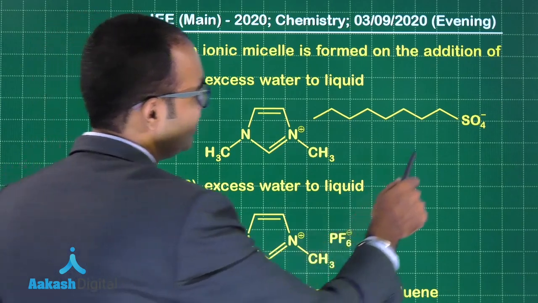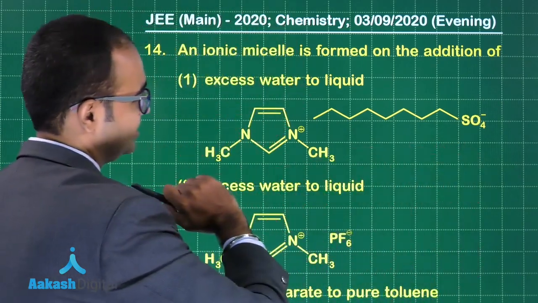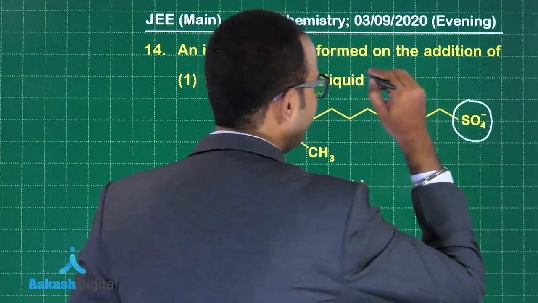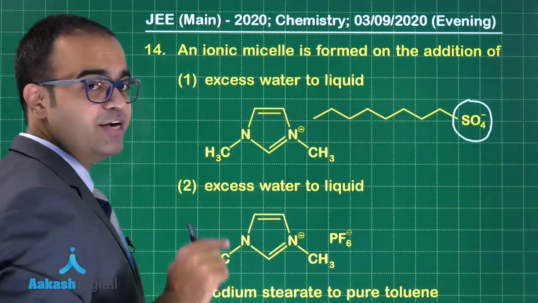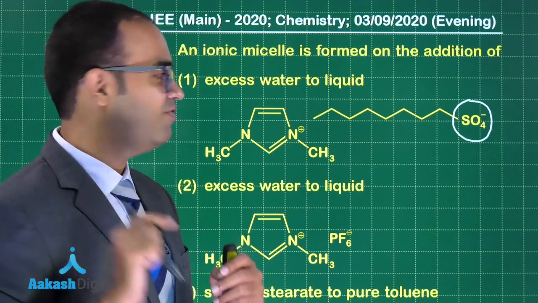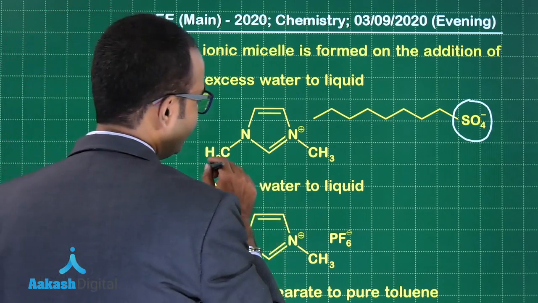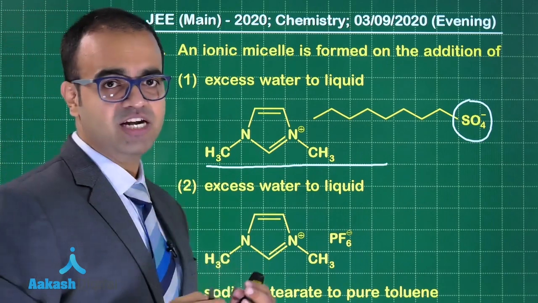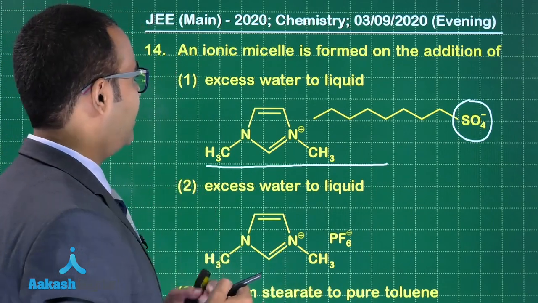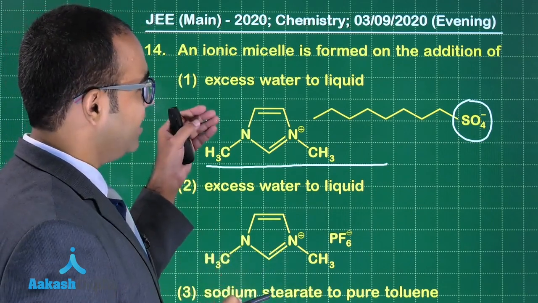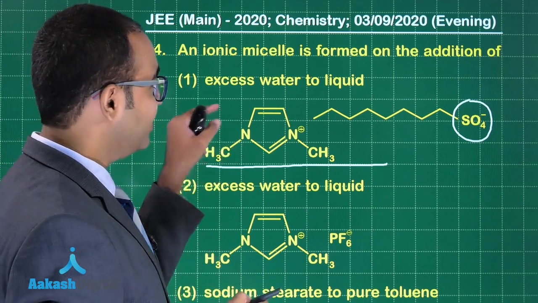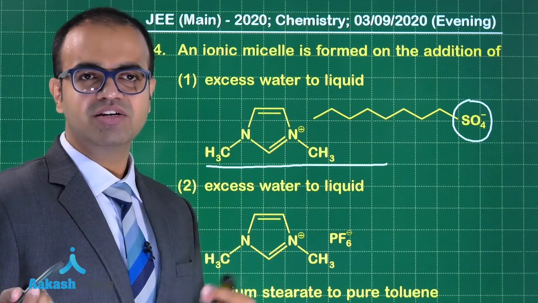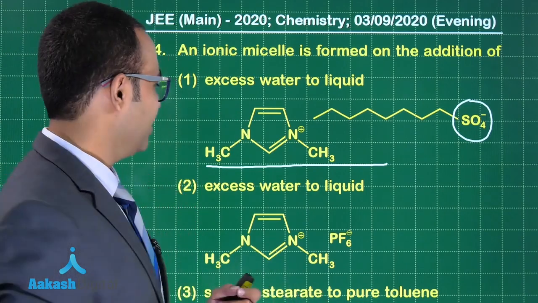Now this is what your compound is. Is it having a SO4 at the end? Yes. So is this part your hydrophobic part? No. That part is hydrophilic. Now this part what you see over here, this part is hydrophobic. So if you are adding water to this compound, this will certainly give you an ionic micelle, right?